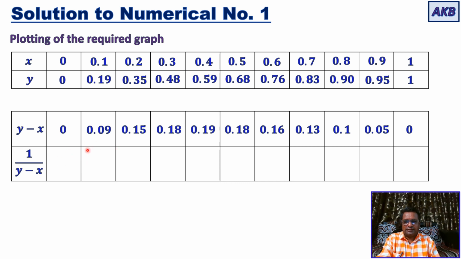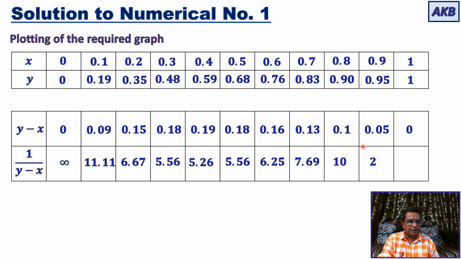Okay, then let us get 1 upon y minus x values. So 1 upon 0 is infinity. 1 upon 0.09 is 11.11. 1 upon 0.15 is 6.67. 1 upon 0.18 is 5.56. 1 upon 0.19 is 5.26. 1 upon 0.18 is 5.56. 1 upon 0.16 is 6.25. 1 upon 0.13 is 7.69. 1 upon 0.1 is 10. 1 upon 0.05 is 20, and 1 upon 0 again is infinity.